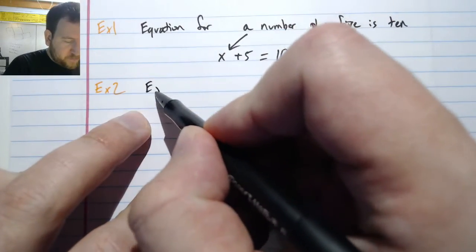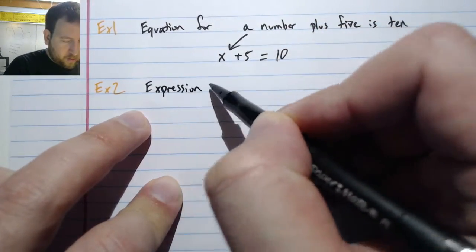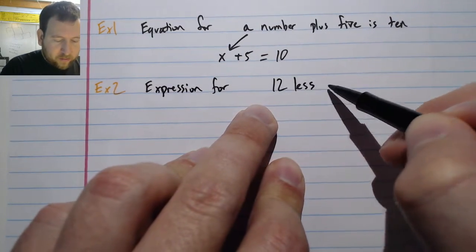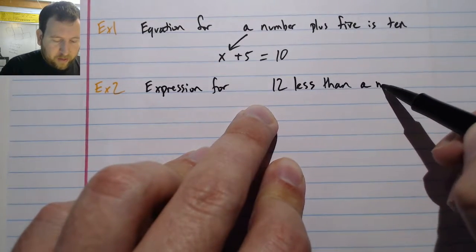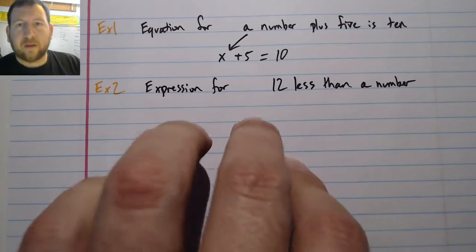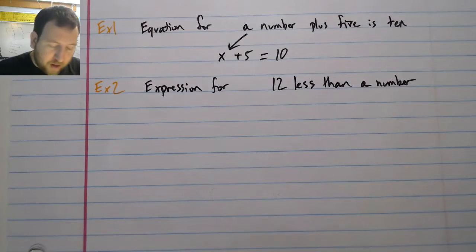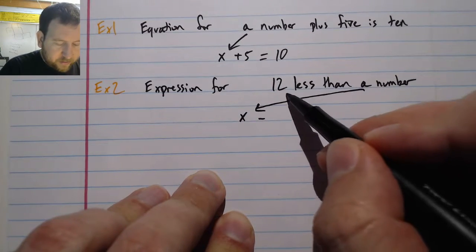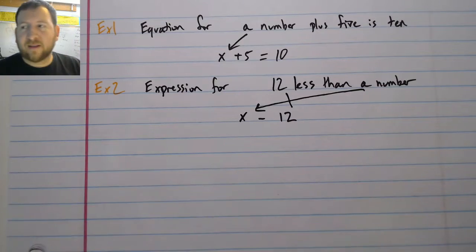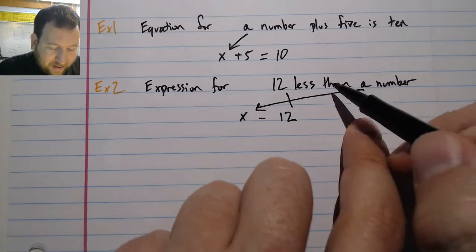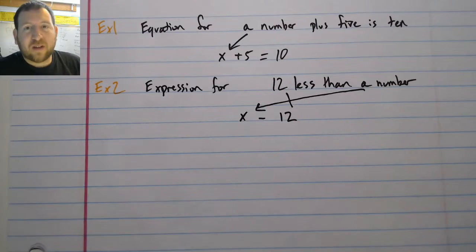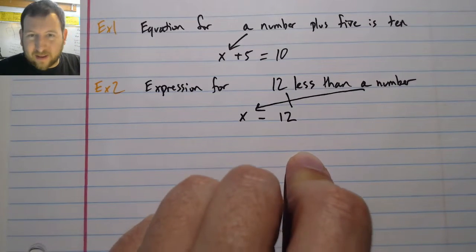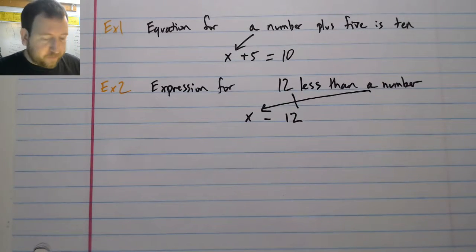Write an expression for 12 less than a number. All right, so 12 less means subtract 12. So I'm going to have a number, this one's going to kind of go backwards, minus 12. And that's going to give me my expression. Because if I said I have $12 less than I have right now, or than I had yesterday, I would have $12 less, I'd be subtracting. Okay, if you feel like you understand it, go ahead and go on.